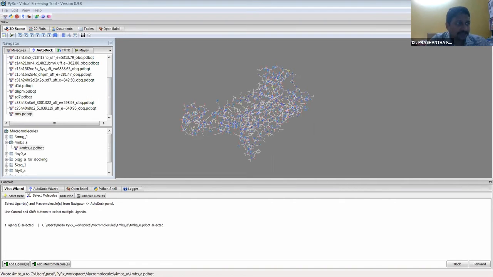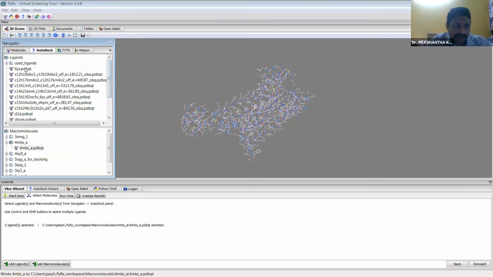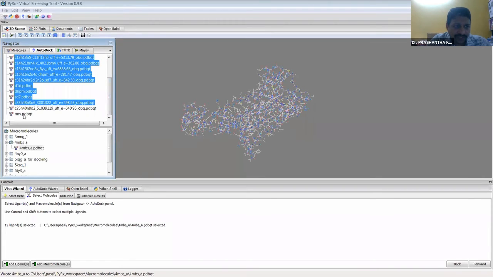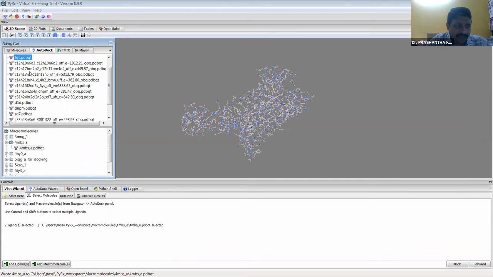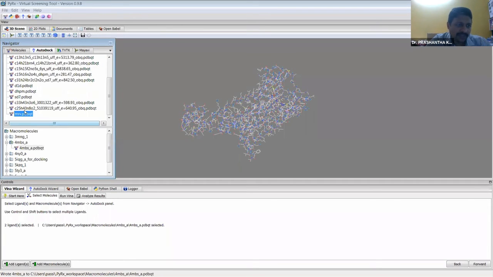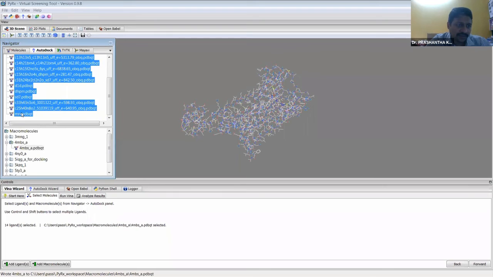to select the ligands. If I want, we will just hold the control button and then press to select the ligands. If I want to select all the ligands, we can select everything. Sorry, from here you can use the shift and select. So 14 ligands selected.